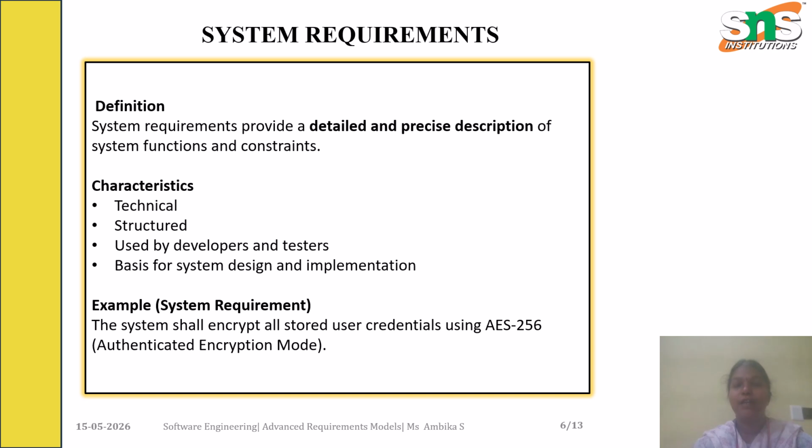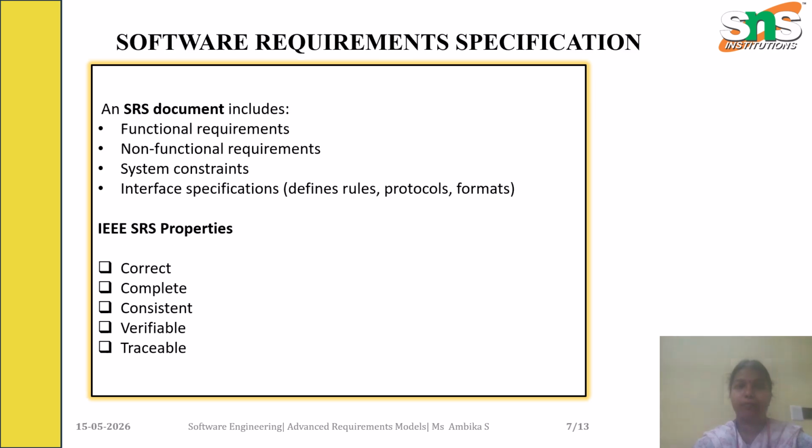Next is system requirements. System requirements provide a detailed and precise description of the functioning of the system as well as the constraints of the system. The characteristics of the system requirements are that they are technical, structured, used by developers and testers, and they form the basis of system design and implementation. The SRS document includes functional requirements, non-functional requirements, system constraints, and also the interface specification, which defines the rules, protocols, and formats. SRS is the software requirement specification. It should be correct, complete, consistent, verifiable, and also traceable.